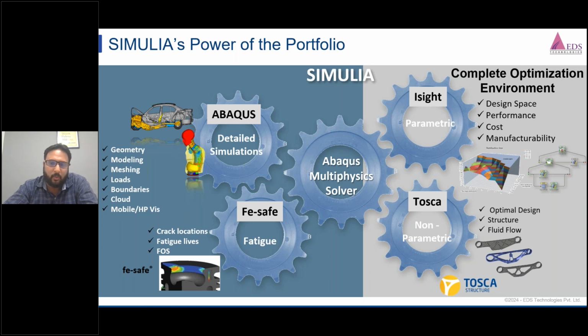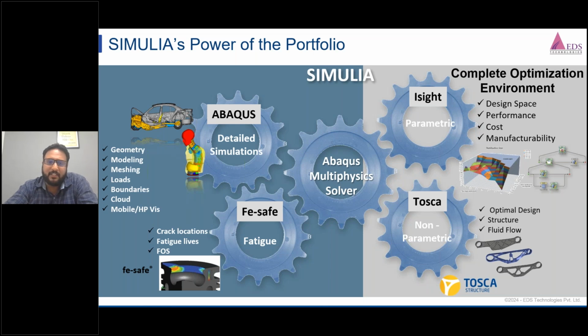So moving towards SIMULIA as a portfolio, it's not only Abaqus. As many of us know, Abaqus is an FEA tool, but in the portfolio we have 4 different software. First one is Abaqus, which we are well known with, that is from geometry to modeling, meshing, loads, boundary conditions, and solving. We can do pre and post processing. It has the entire portfolio including explicit, implicit analysis, dynamic analysis, etc.